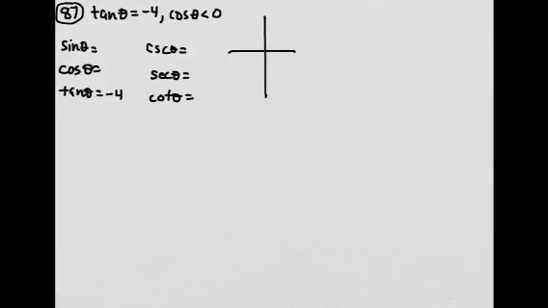Alright, so in 87 they give you two pieces of information: that tangent theta is negative 4 and that cosine theta is less than 0, that it's negative. Well, tangent is negative in quadrants 2 and 4 and cosine is negative in quadrants 2 and 3. So this tells me the angle is in quadrant 2. Okay, so there's the angle.